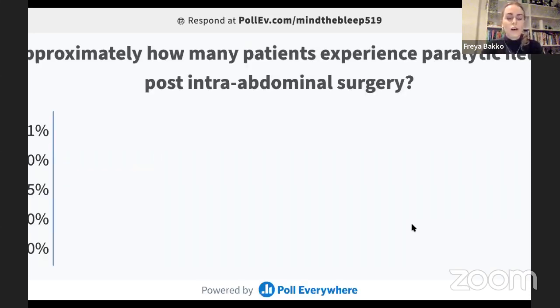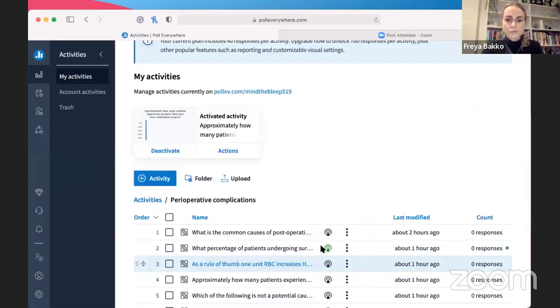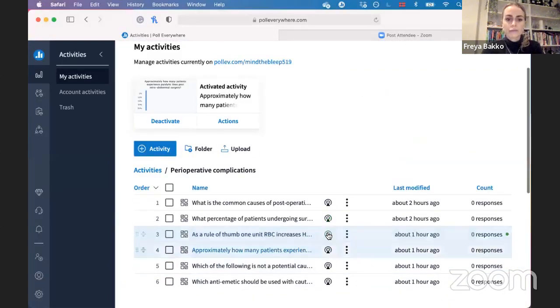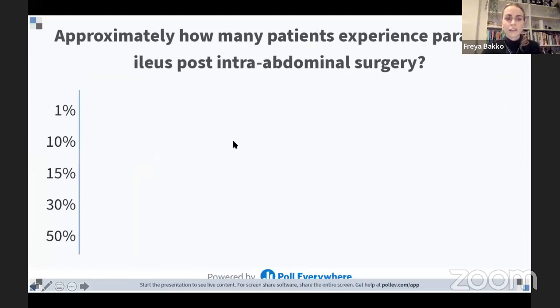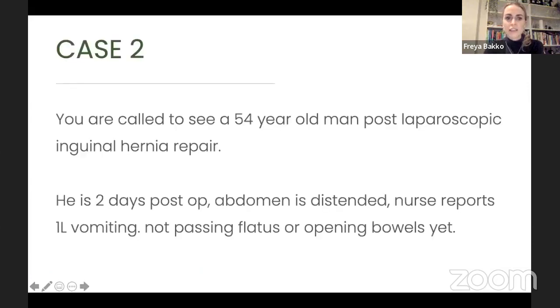Okay, moving on to our next question. Approximately how many patients experience paralytic ileus post-intra-abdominal surgery? So your options are 1%, 10%, 15%, 30%, or 50%. We will move on and look at the answers in a bit.